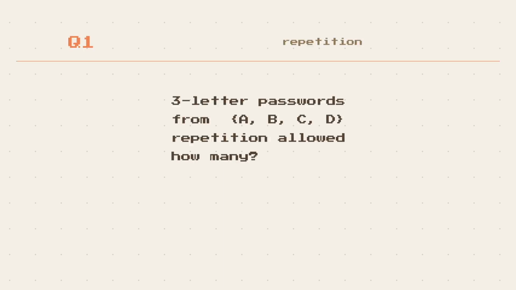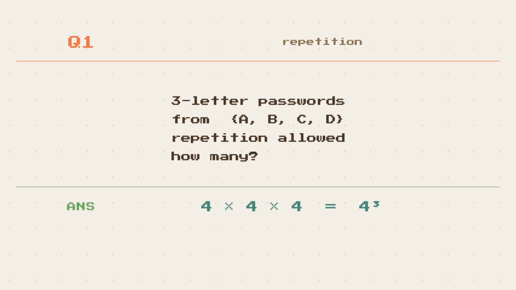Okay guys, here's the first question. The question is: 3-letter password from ABCD, repetition is allowed. Very simple question. Now pause and try. Since repetition is allowed and we have 4 letters, it's pretty much just going to be 4 multiplied by 4 multiplied by 4, which is 64 is the answer. Okay, let's move on to the next question.